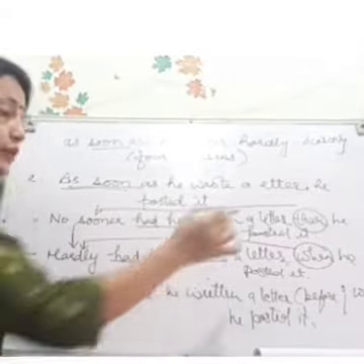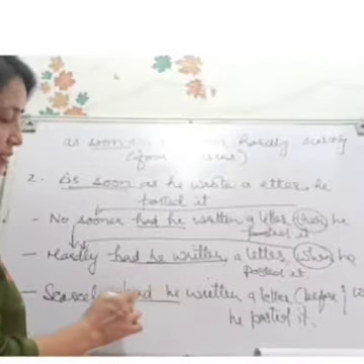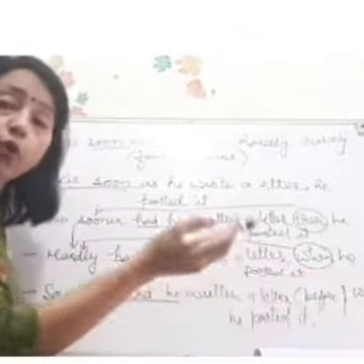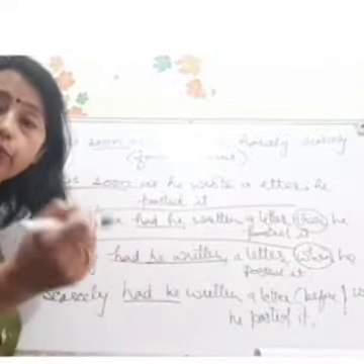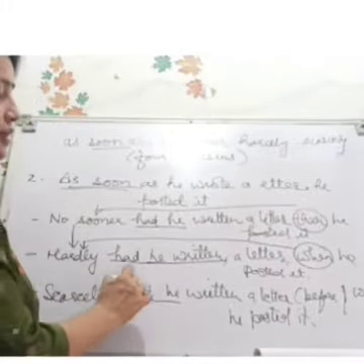Hardly is always followed with when. Okay, with hardly what comes? When. And the comma is removed. Okay, and scarcely. Now again the same, had he written a letter? So you can use either before or when. That's up to you. Okay, before he posted it. That is, with scarcely we use before or when.